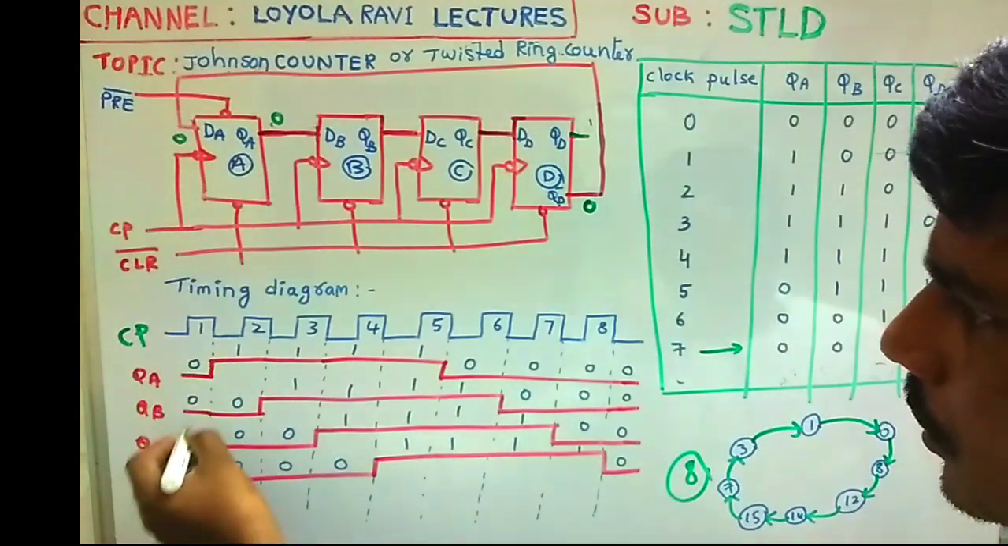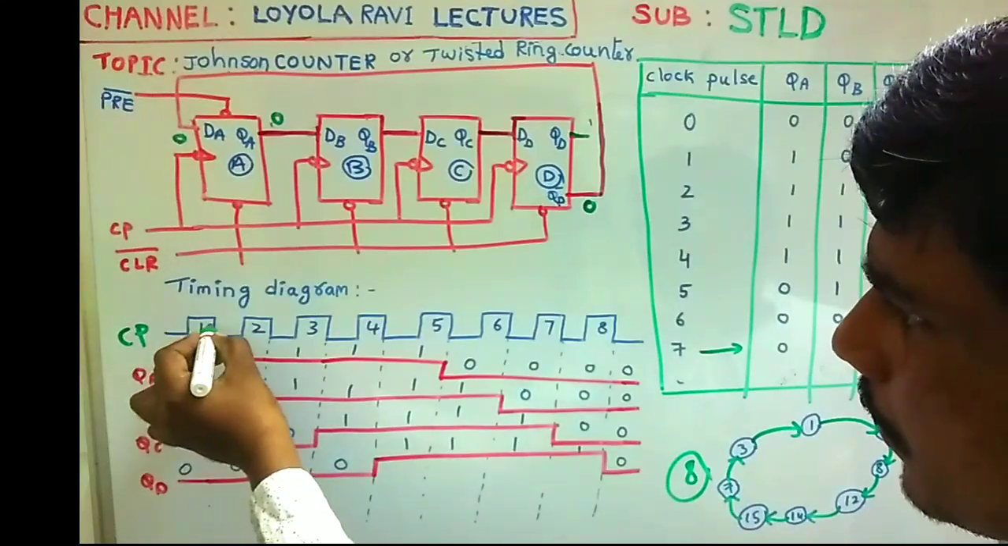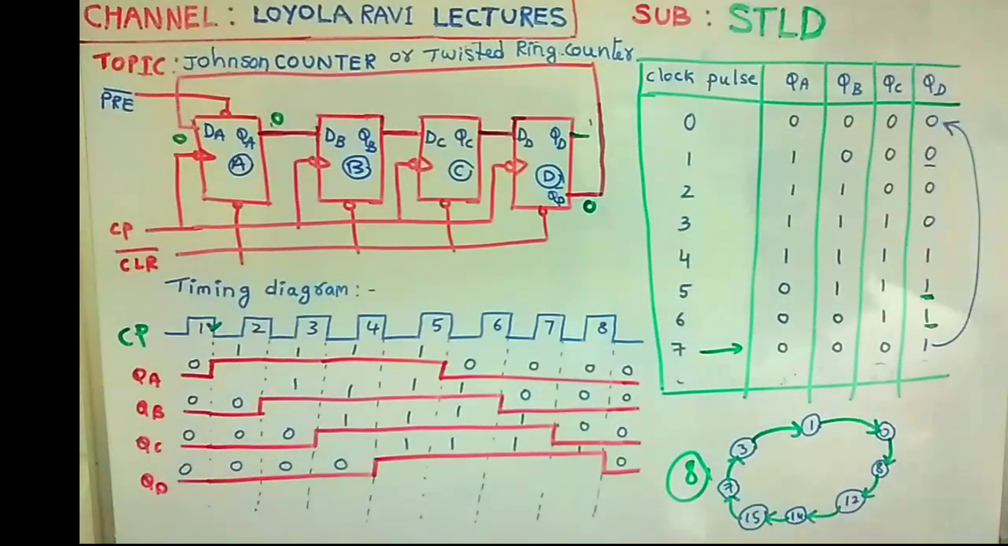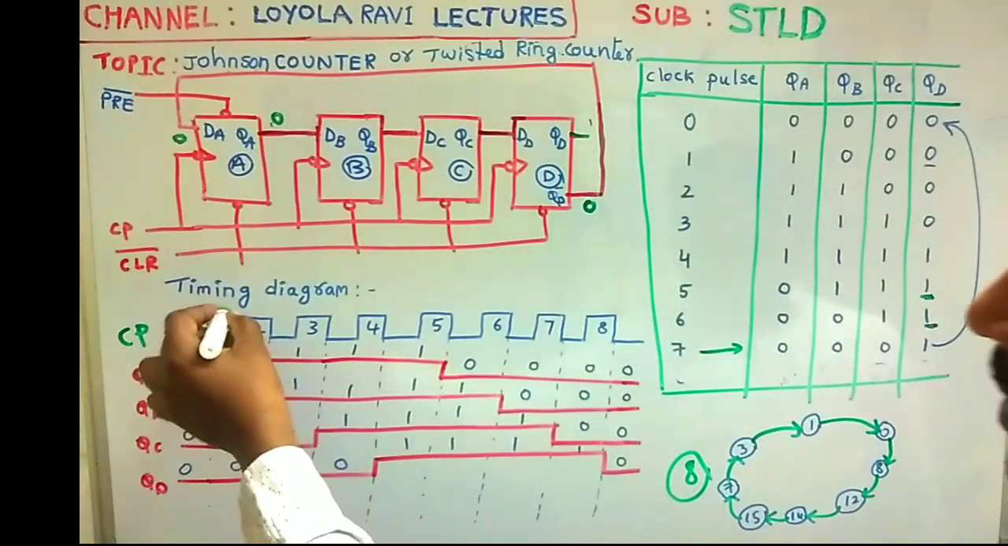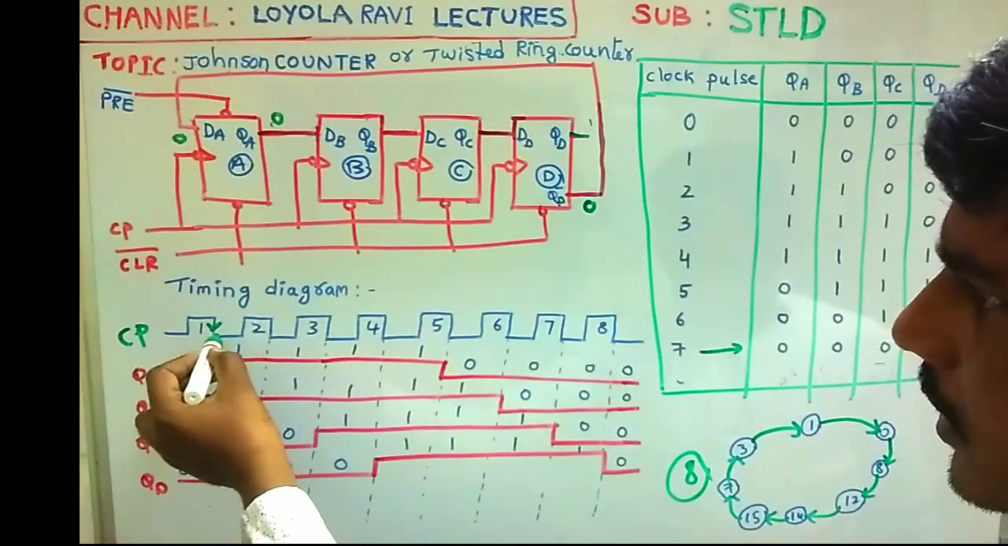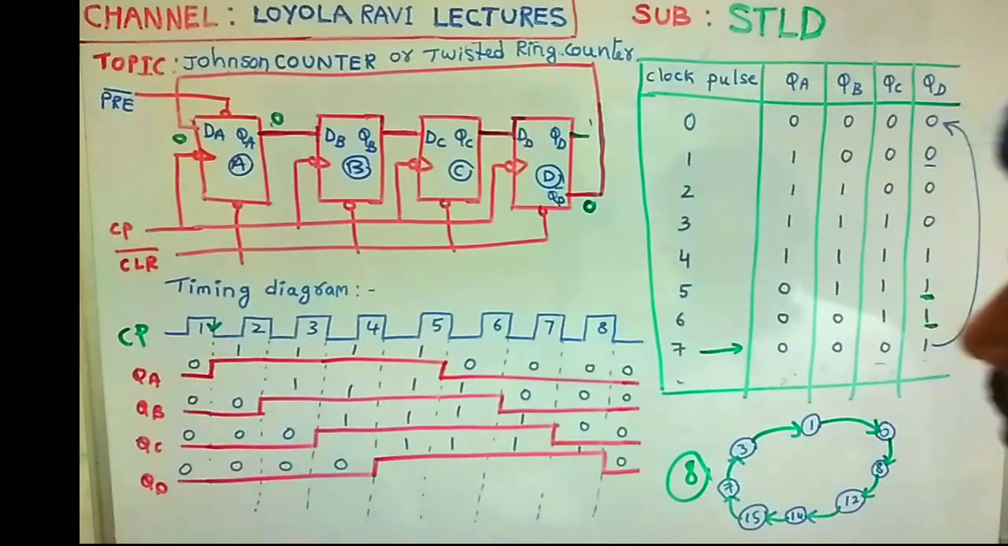Initially all are zeros. Applying a negative clock is nothing but a falling edge. Rising edge is nothing but positive clock, and falling edge is nothing but negative clock. Whenever we apply a falling edge, only then will the output change.